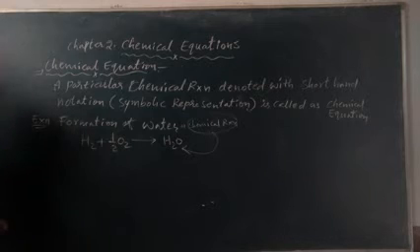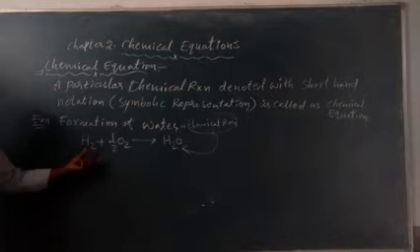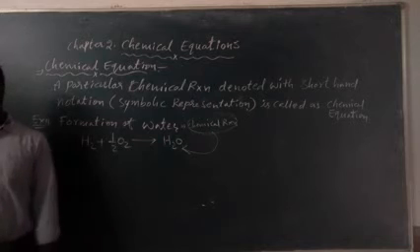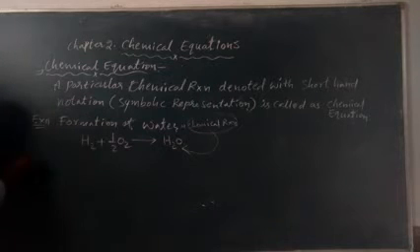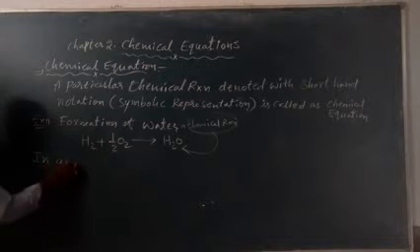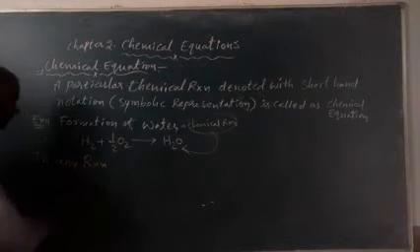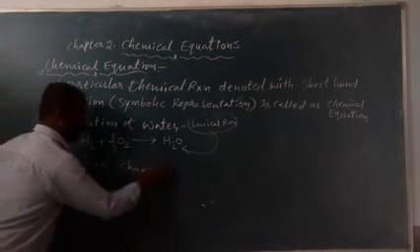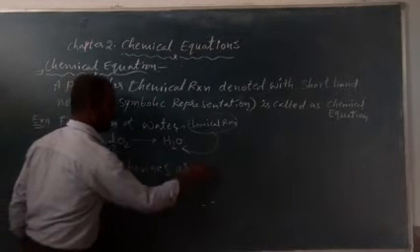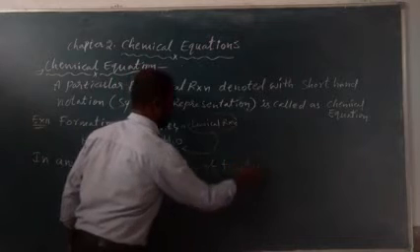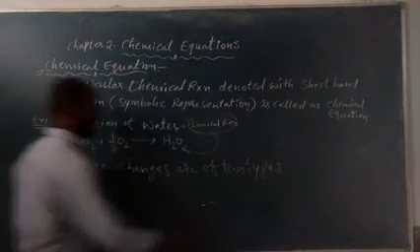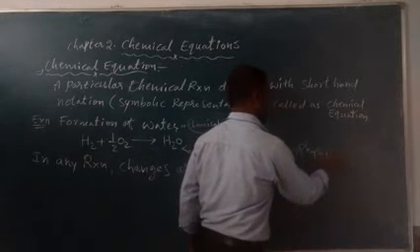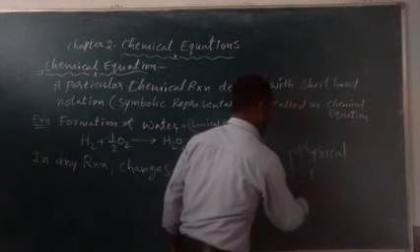Right. So what happened here? Actually, reactions are of two types: one is physical reaction, another is chemical reaction. Simply, I am going to say in any reaction, two changes occur. Changes are of two types. One is what? Physical change. Another one is what? Chemical change.